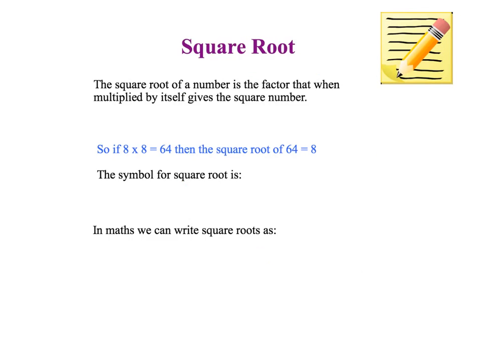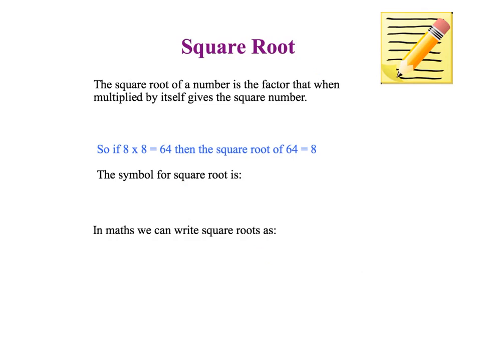Now that was square numbers, so we need to use our knowledge of square numbers and powers to understand square roots. The square root of a number is the factor that when multiplied by itself gives the square number. So 8 times 8 is 64. The square root of 64 is 8. So it's just working it back the other way.